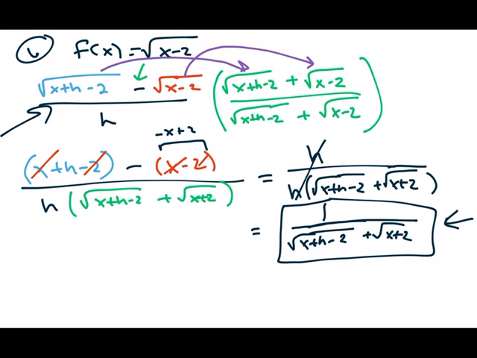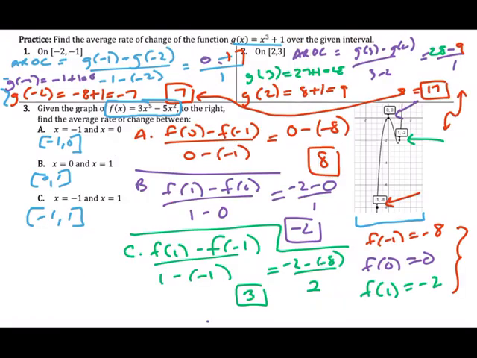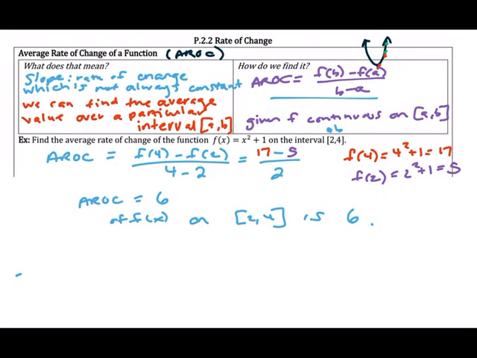So let's recap what we covered in this section. We first talked about the average rate of change. And the average rate of change is just talking about the slope of a secant line, which is not always constant when we're talking about a function that's not linear. So we're going to be talking about finding f of b minus f of a over b minus a. And we call that the average rate of change of a function, or sometimes it's referred to as the AROC.